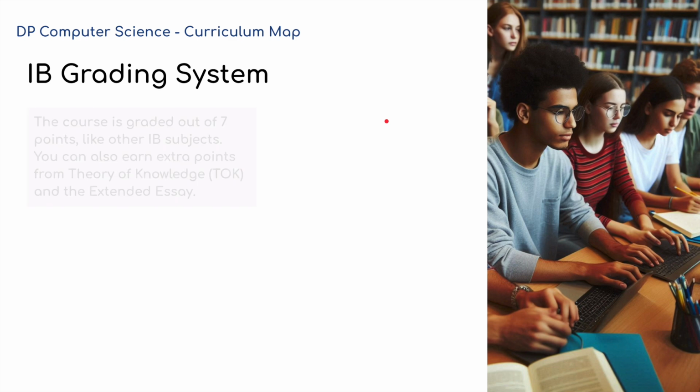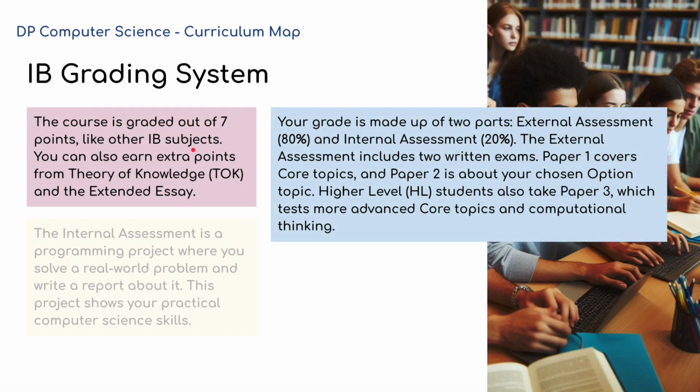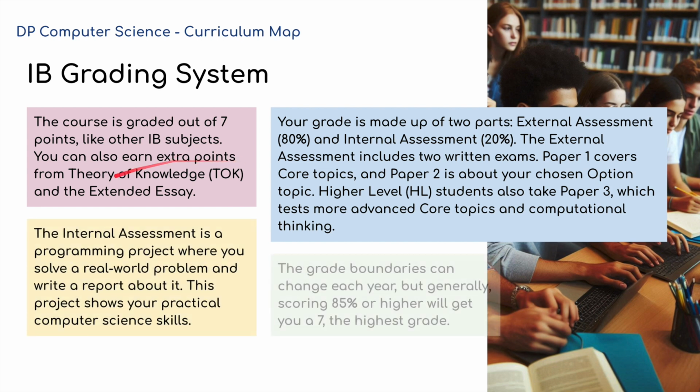The grading system. Okay, the course is graded out of 7 points. Like other IB subjects, you can also earn extra points for theory of knowledge, TOK, and the extended essay. Your grade is made up of two parts, the external assessment, 80%, and the internal assessment, 20%. The external assessment includes two written exams. Paper 1 covers core topics, and paper 2, as we've just said, is about your chosen option topic. Higher level students also take paper 3, which tests more advanced core topics and computational thinking.